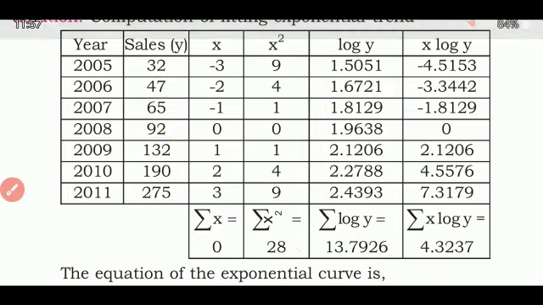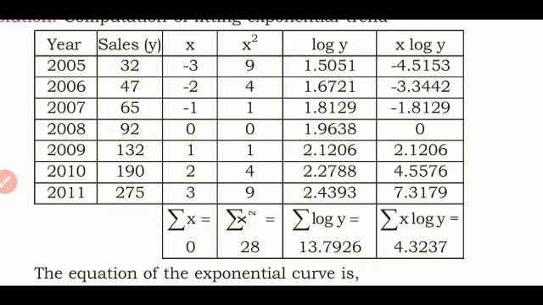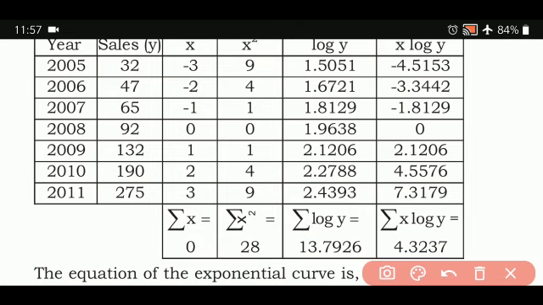After you write the logarithm values, the next column you need to write is x into log y. Simple, you want to multiply these two. -3 into 1.5051, you get the answer -4.5153. -2 into log y, that is 1.6725, you get -3.3442. -1 into this, that is 1.8129, you get -1.8129. The next term becomes 0.